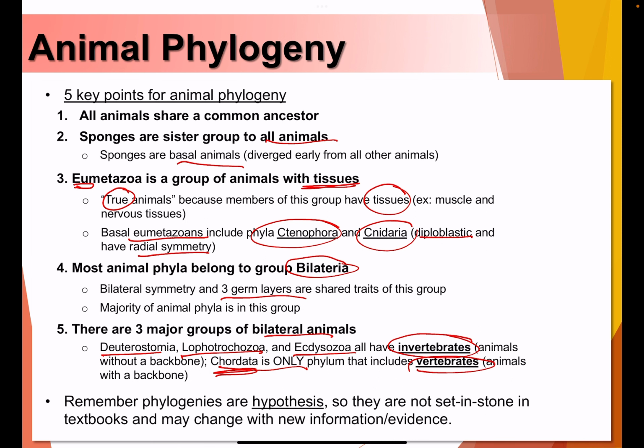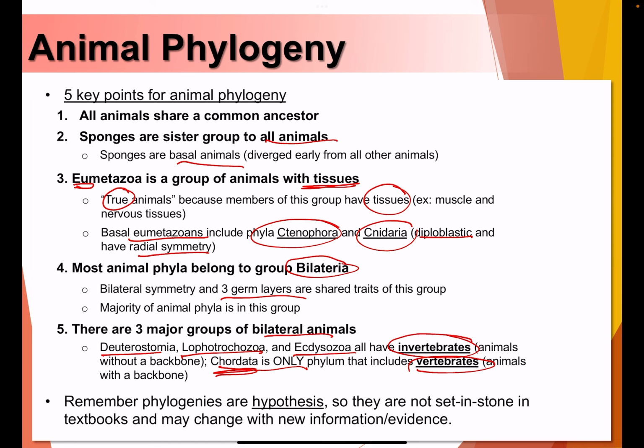So remember, phylogenies are just hypotheses. They are not set in stone in textbooks and may change with new information and evidence. It is just important to remember that science is always an ongoing, dynamic process of inquiry. It will continue to change as new discoveries are made. That's why textbooks have different editions, because they change according to what science has newly discovered and confirmed.